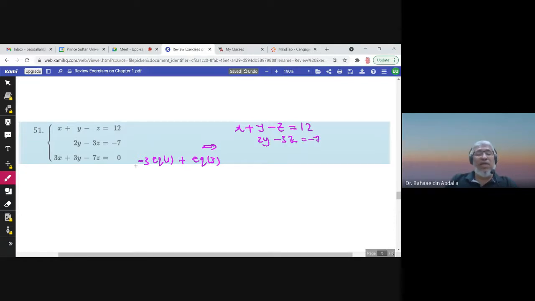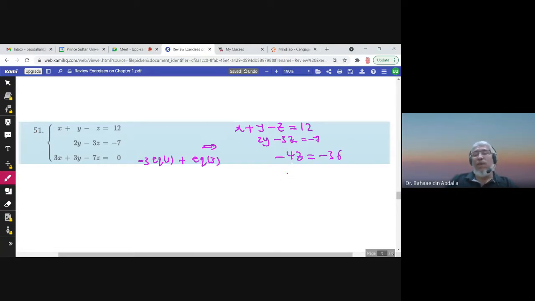But now the third equation, negative 3 times 1 plus 3, x disappeared. Negative 3 times 1, negative 3 plus 3, wow, y also disappeared. Excellent. Negative 3 times negative 1, 3z. 3z minus 7z, that's negative 4z. And negative 3 times 12, that's negative 36.